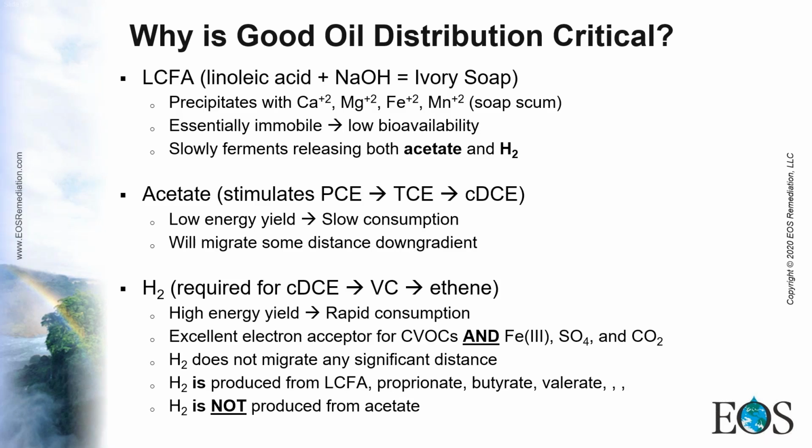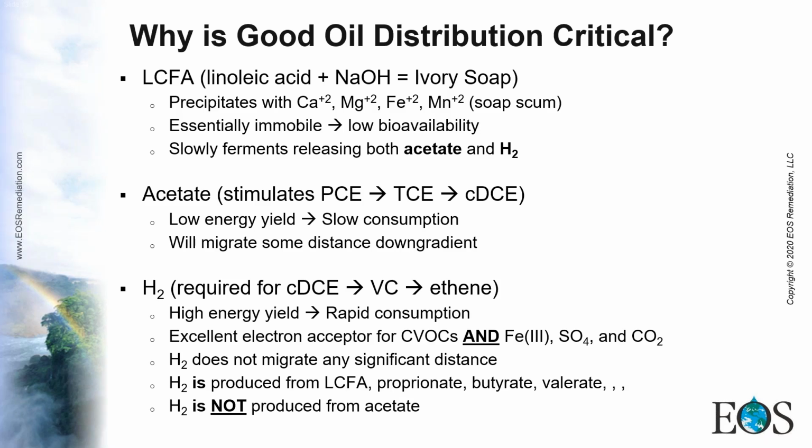Turns out the energy yield from growth on acetate is a little bit lower. And so since it's not as good a substrate, it tends to migrate farther down gradient. And I'm going to show you some data where you actually do get a little bit of acetate migrating down gradient. In contrast, hydrogen is a great electron donor.